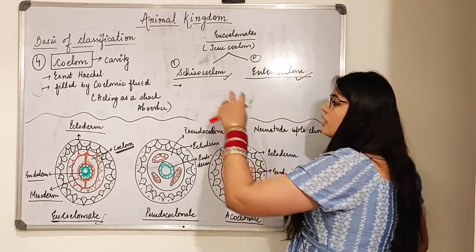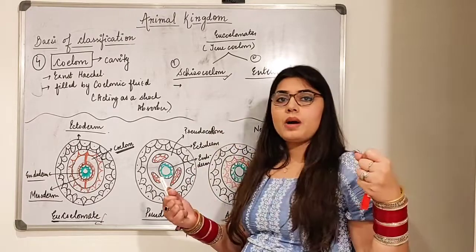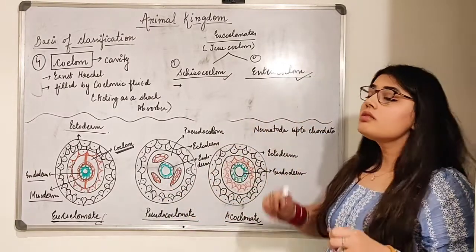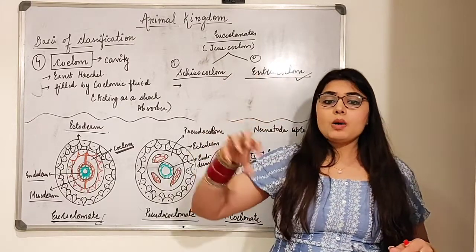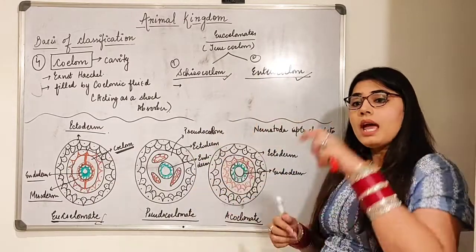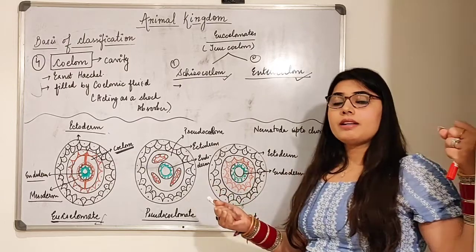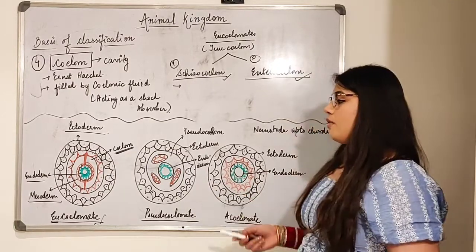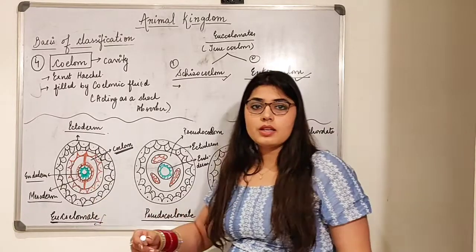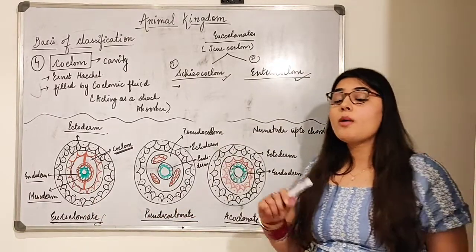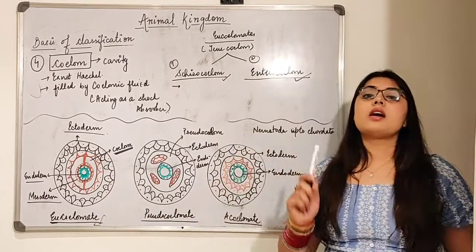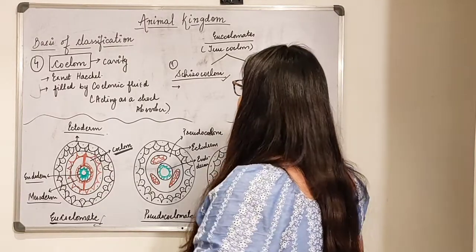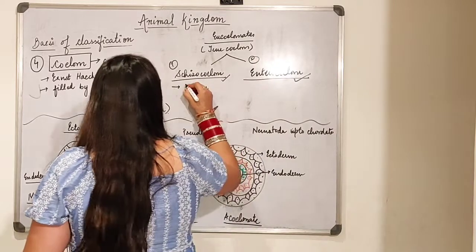How is it different? In schizocoelom, the mesoderm divides into two parts: the outer mesoderm and the inner mesoderm. But what happens in enterocoelom? They are divided into pouches. The pouches are formed, and later on these pouches get divided into two groups: the inner mesoderm and the outer mesoderm, and then it leads to the formation of eucoelomates. A true coelom is formed eventually, but the process is a little bit different.